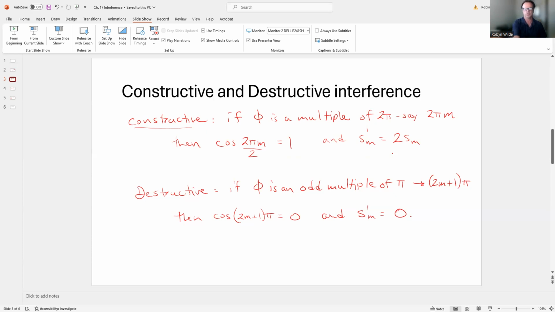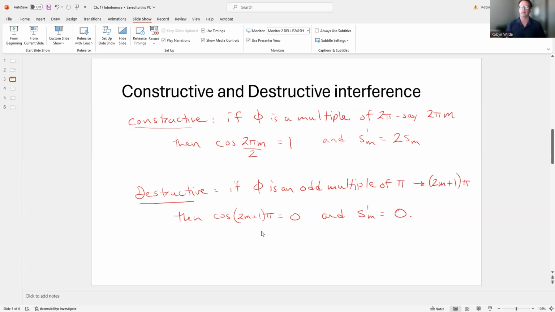Now, in the case of destructive interference, let's say phi is an odd multiple of pi. So it's either pi or 3 pi or 5 pi. Another way of writing that is to say it's 2m plus 1 times pi, where m is, again, 0 or 1 or 2 or 3 and so on. So m is 0 or an integer. But now you'll see that when m is equal to 0, I just get cosine of pi over 2, and that's equal to 0.